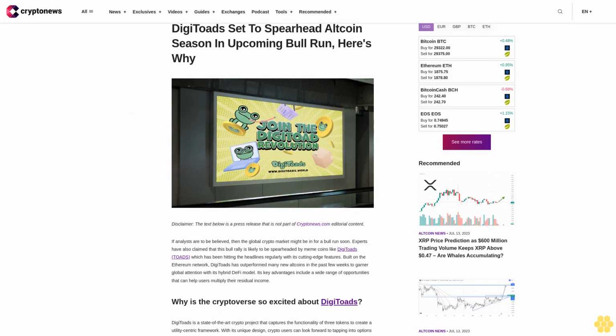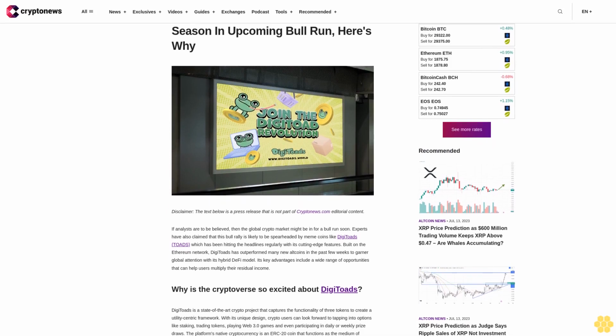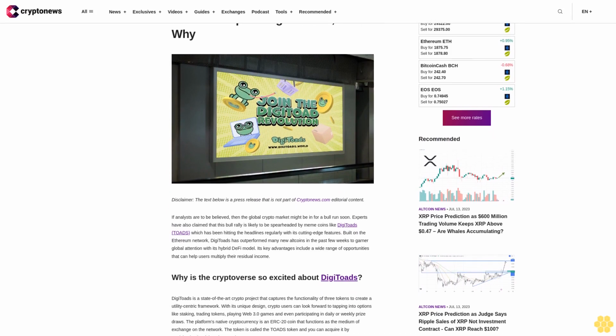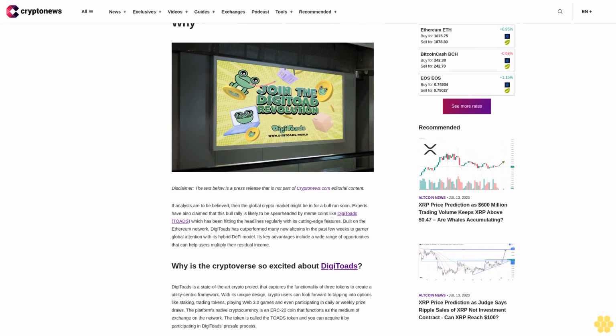DigiToads set to spearhead altcoin season in upcoming bull run, here's why. Disclaimer: the text below is a press release that is not part of crypto news editorial content.